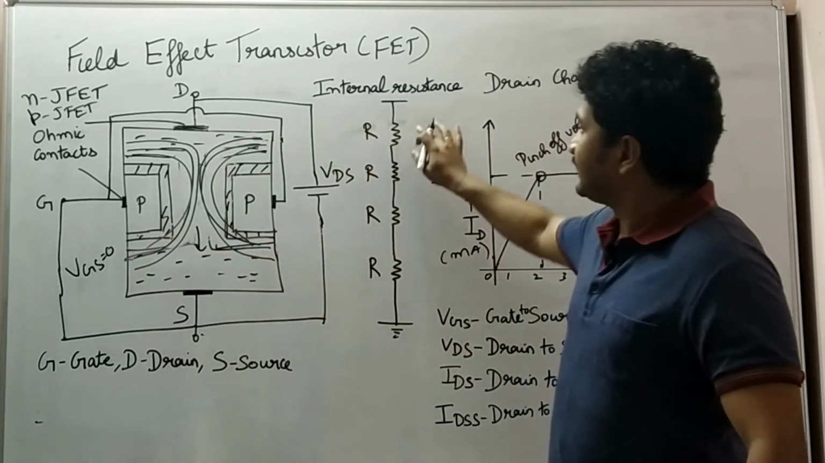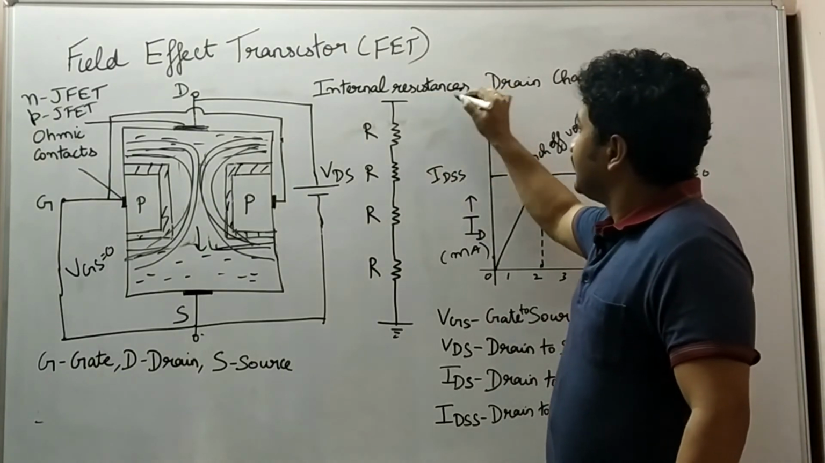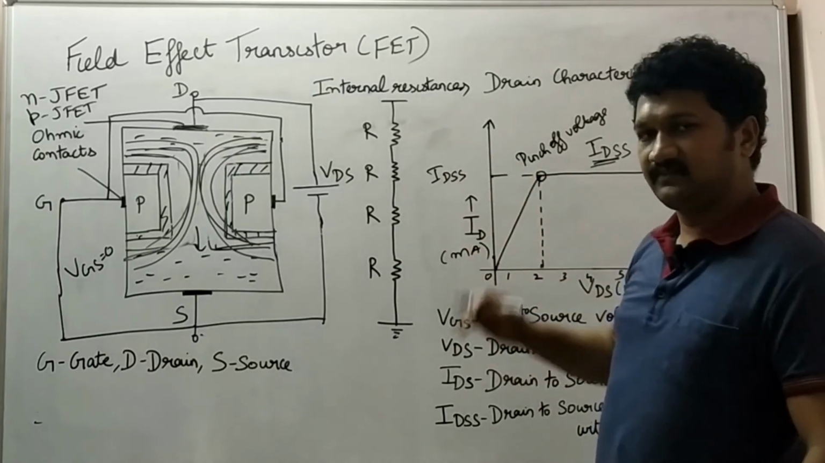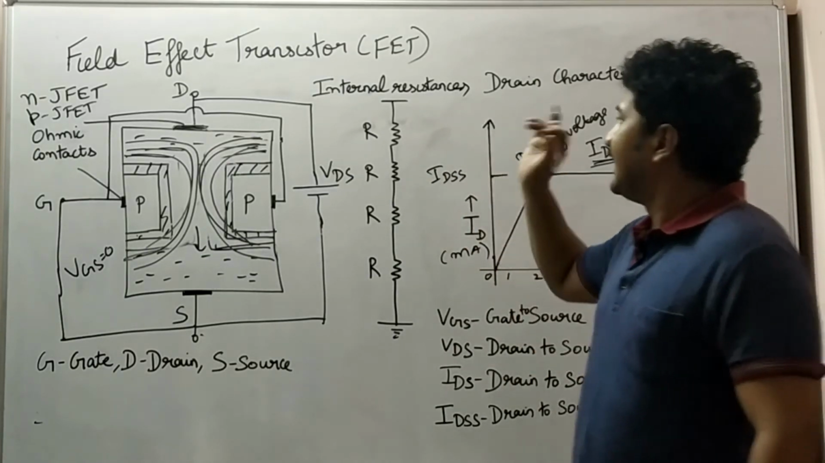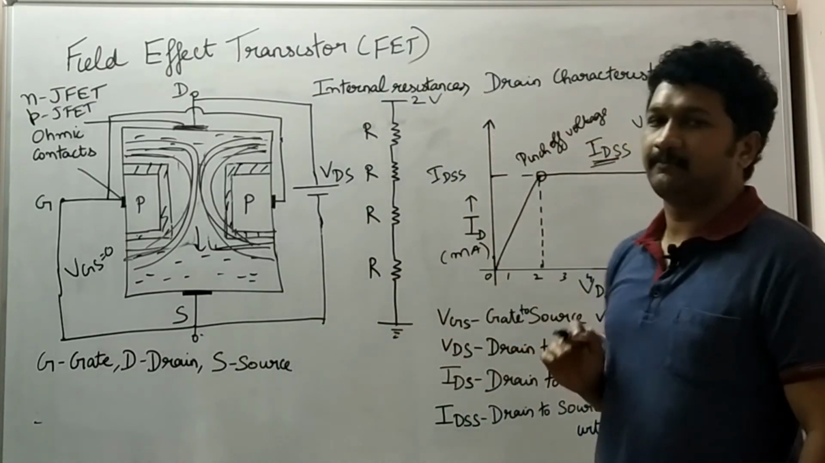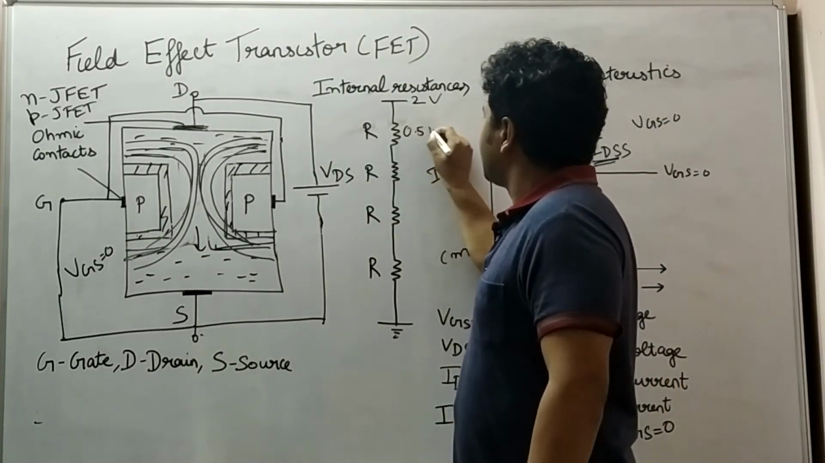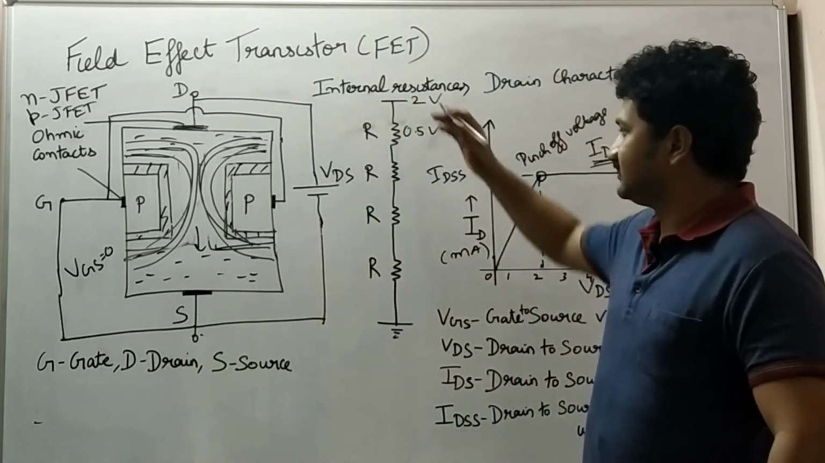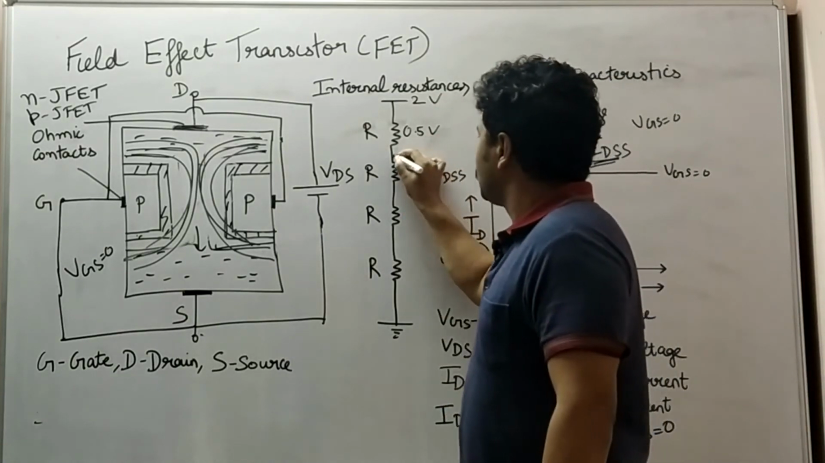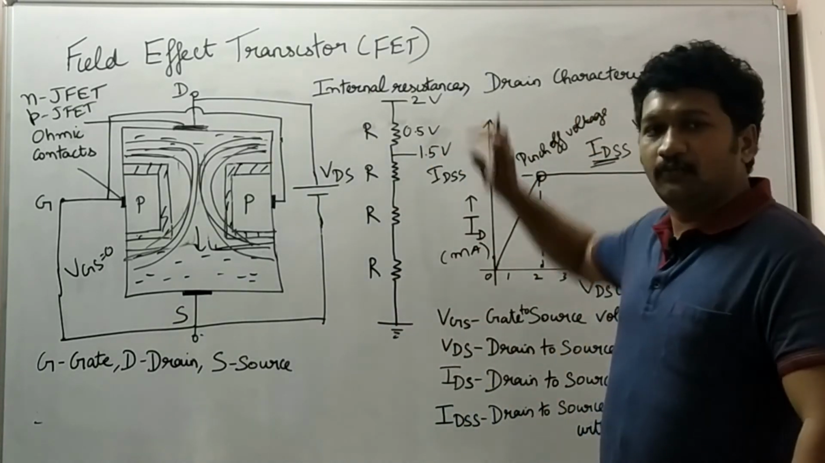The reason is, if you can see this diagram, there are internal resistances in field effect transistor, N channel or P channel. Let's have 4 internal resistances and you apply 2 volt here for an example. So what happens is 0.5 volt gets dropped here in this resistor. For 2 volt we can divide it into 4, 0.5 volt, so you get 1.5 volt here at this point if you measure.